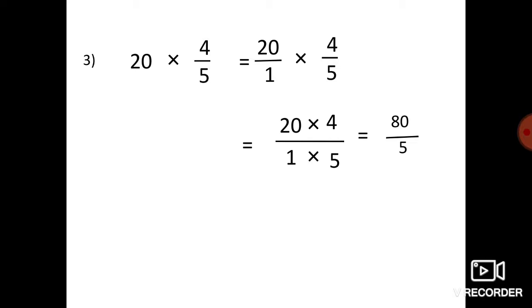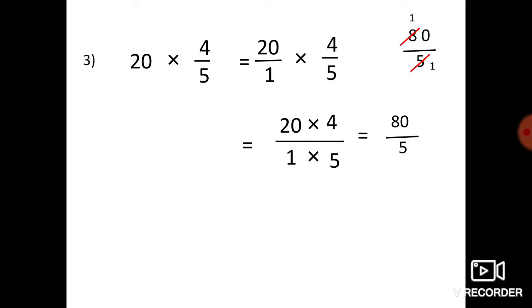In 80 and 5, which is the common number? One common number is there. So we write this fraction 80 by 5 in our working column. In these two numbers, 5 is a common number. So we divide these two numbers by 5. Then in 5, how many 5? 1. Then the first number is 8. In 8, how many 5?